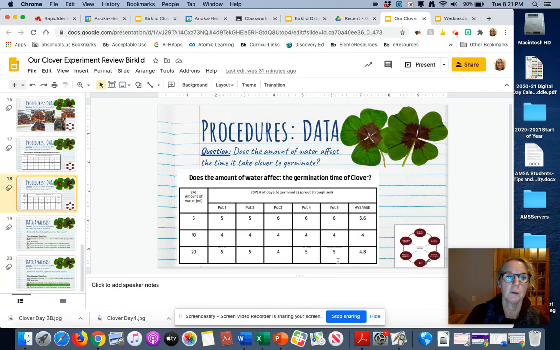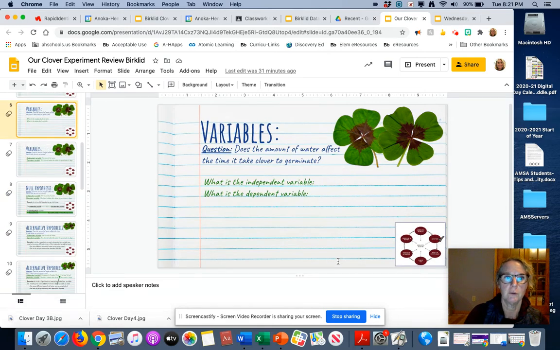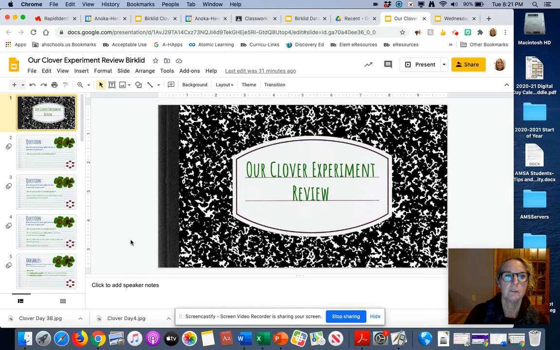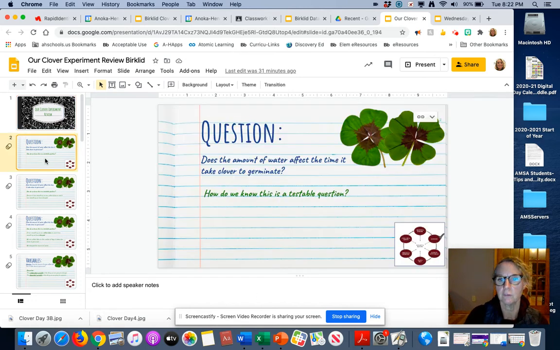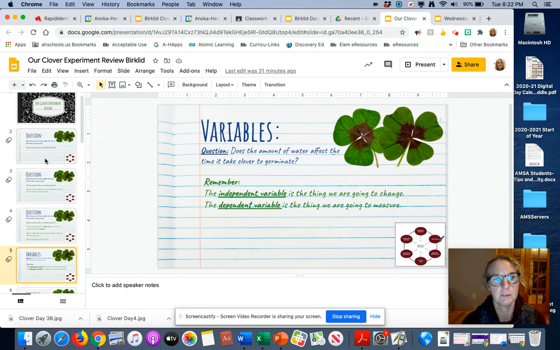If you want to go back, we can talk about what you need to understand for tomorrow's quiz. You need to understand what a testable question is, which means that you can collect data and you change something. So it has an independent and a dependent variable. For variables, you need to understand the independent variable and the dependent variable. The independent variable is the thing you change. The dependent variable is the thing that you measure. The controlled variables are all the things that you're going to keep the same.